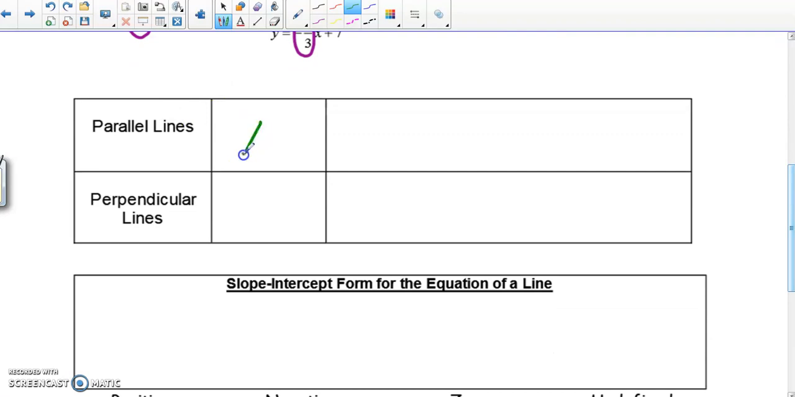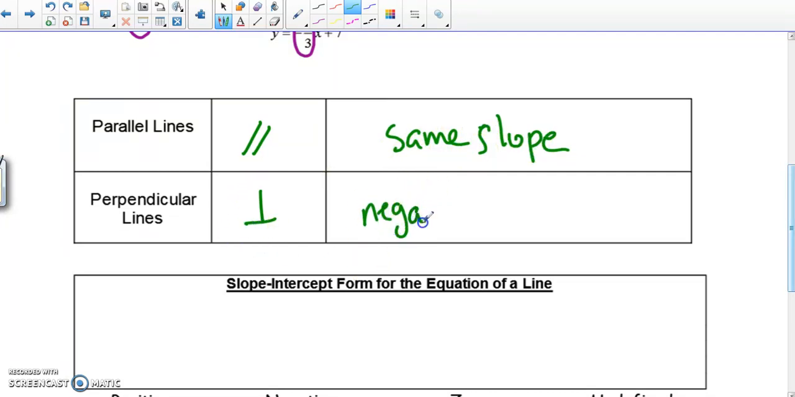Parallel lines, there's our symbol. Parallel lines, same slope. Perpendicular lines, there's our symbol. Perpendicular lines have slopes that are negative reciprocals. All right, so that's to kind of summarize our lesson.